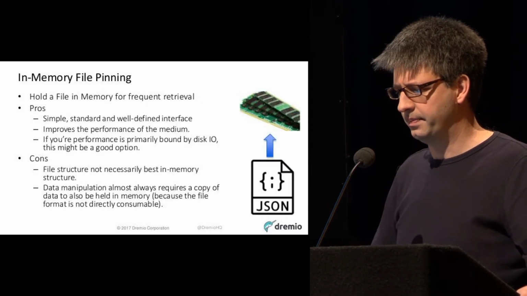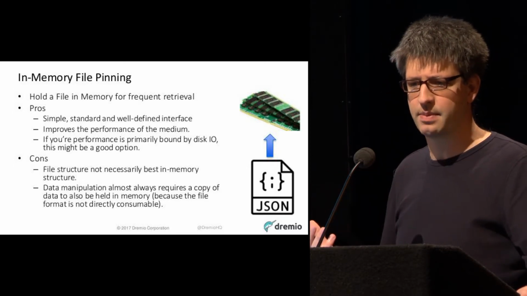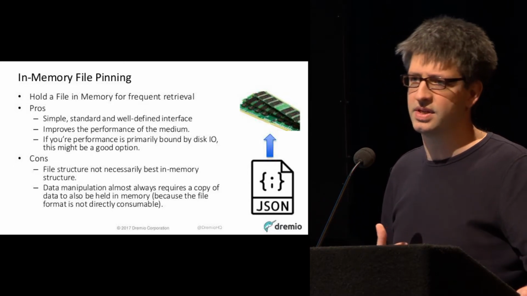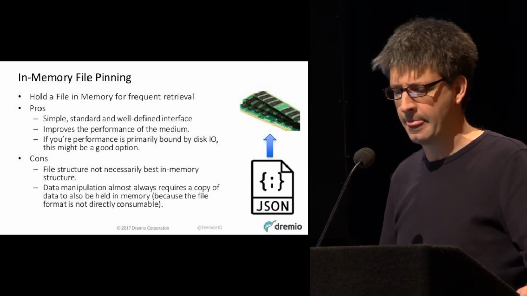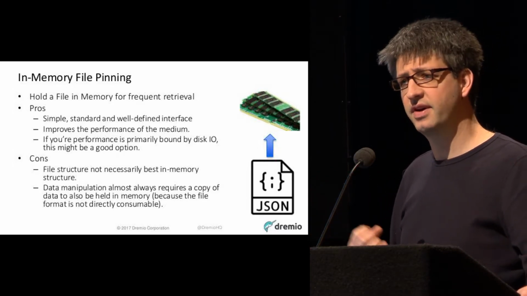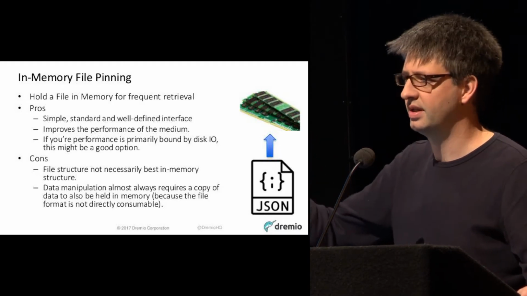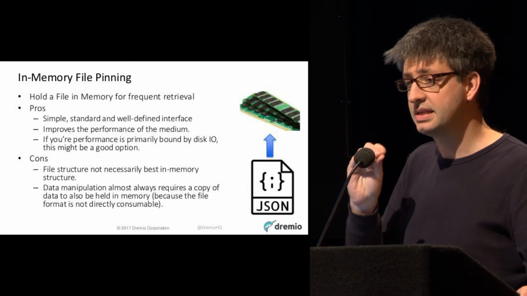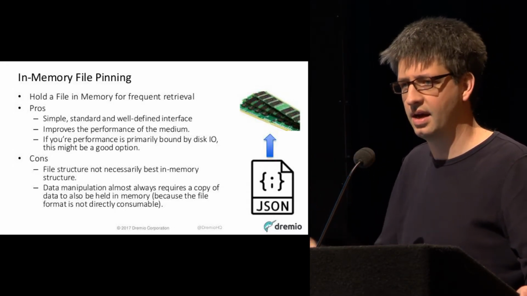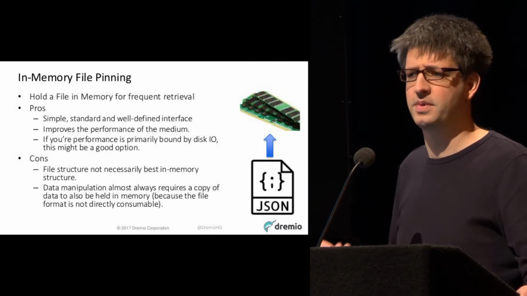So the first one most people will know about, in-memory file pinning. HDFS has this capability. People started to use it a lot in the big data ecosystem with Tachyon, which ultimately became Alluxio. It's great for a lot of reasons. The first is that it's very easy to understand. I understand that I can take a file, and instead of having it on disk, I have it in memory. It's a very simple concept. It's a really well-defined interface. Like, I know how to interact with the file system. I open a file, I read it, I close it. I seek, that's about it. And it improves the performance of the medium, right?